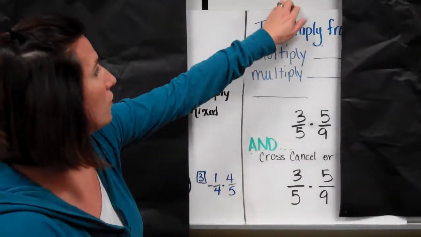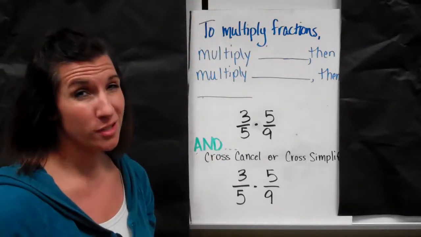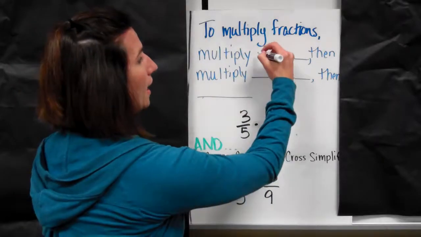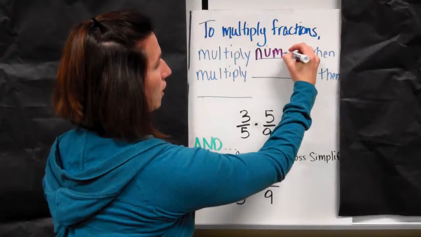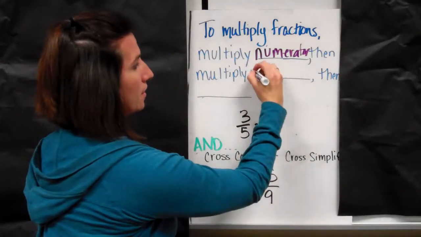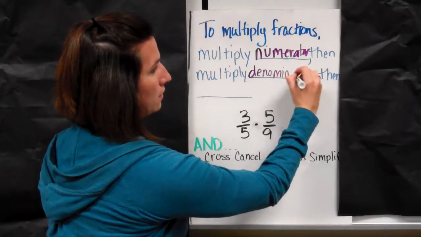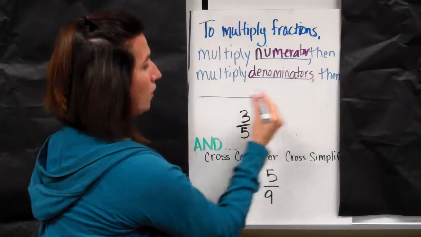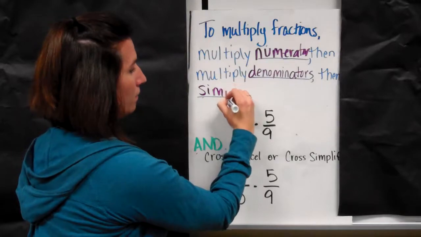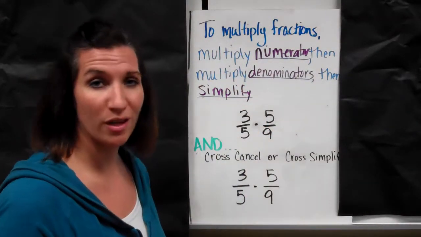So let's look at the rule for multiplying fractions. To multiply fractions, first you have to multiply the numerators straight across. And then you multiply the denominators straight across. And then you have to simplify. You always want to try to simplify your fractions into lowest terms so you're not dealing with bigger numbers.